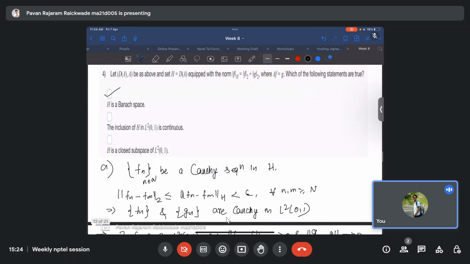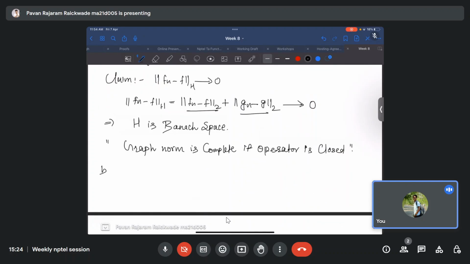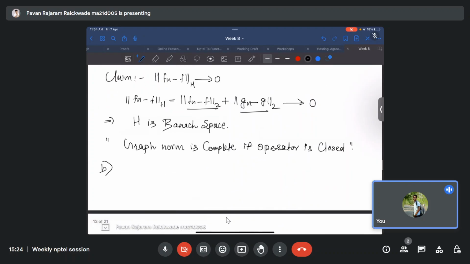Part B says the inclusion of H in L2 is continuous. This follows because if I is the inclusion from H to L2(0,1) such that I of f equals f, then the norm of I f is the L2 norm of f, which is less than or equal to the L2 norm of f plus the L2 norm of g, because g's norm is non-negative, and this is the H norm, which implies I is continuous.